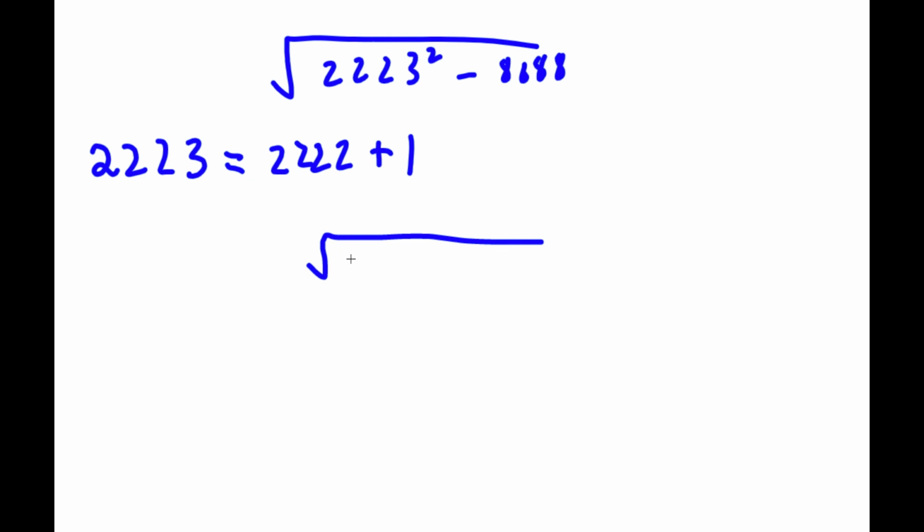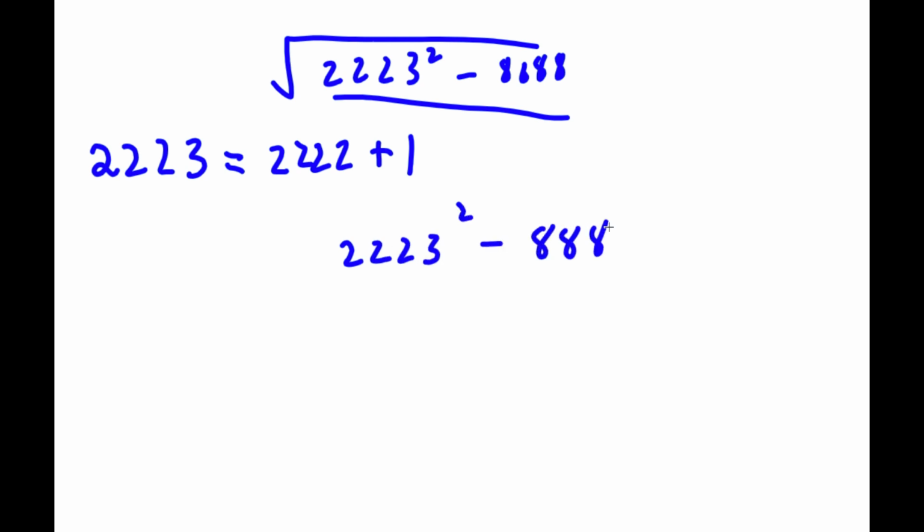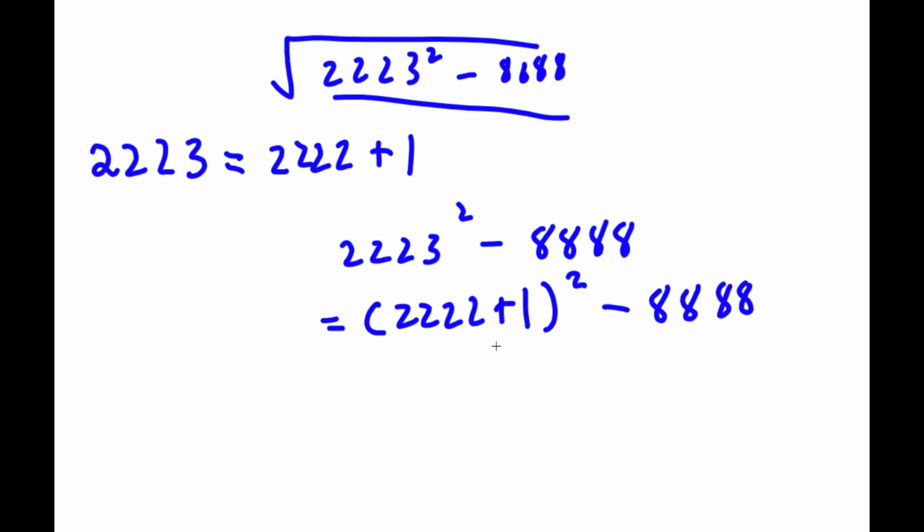So now, for now, I'm going to ignore the square root and just focus on what's inside. So we have 2,223 squared minus 8,888. Now this is the same thing as, I'm going to rewrite 2,223 as 2,222 plus 1 squared minus 8,888. Now, what I'm going to do is set 2,222 as x. So we have x is equal to 2,222.